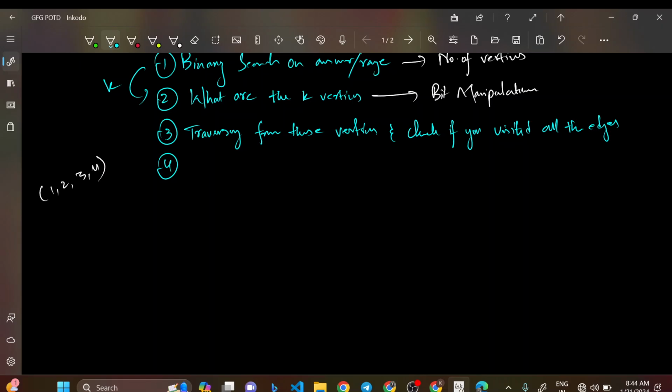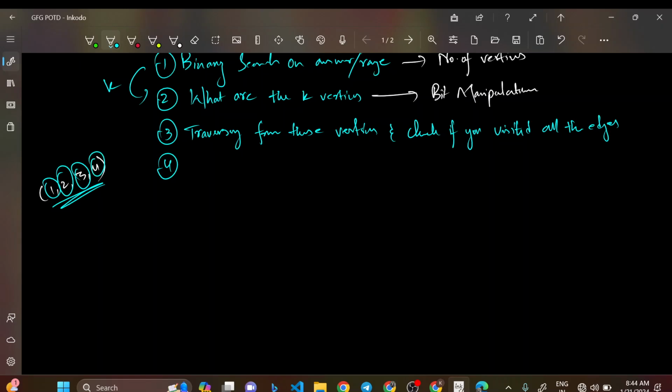Okay, so let us assume this is the combination that I've got: 1 2 3 4. I'll be traversing from 1 to whatever edges I have connected with 1, and then I'll be traversing to 2. I'll be standing on 2 and I'll see what edges I've connected with 2. With 3 I'll check, with 4 also, I'll check.